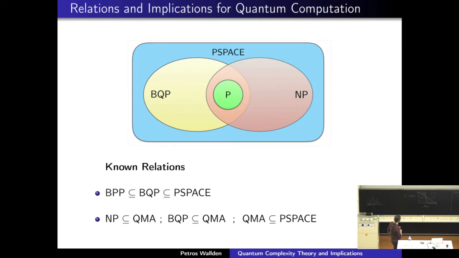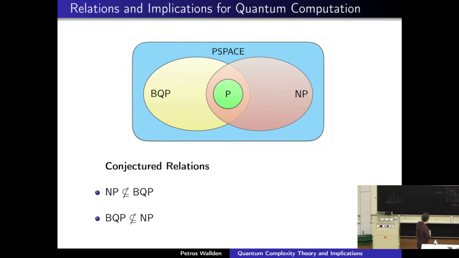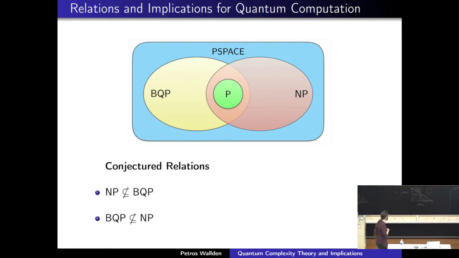And I'm going to say something later on about the implications of these relations. The major conjectured relations that you can see in this diagram are those two. NP is not contained in BQP, so there are NP problems that are outside BQP. But also BQP is not included in NP. These two are not proven, but are believed to be the case. Complexity-theoretically, we kind of believe that this is the case. And both of these have very important implications.